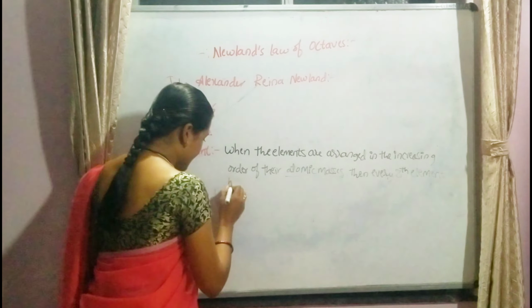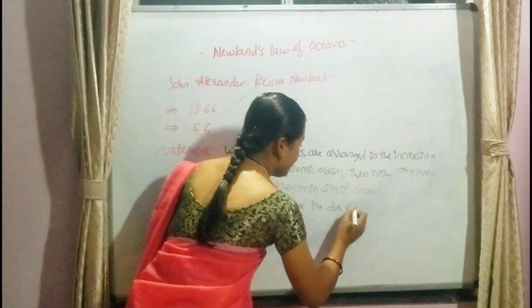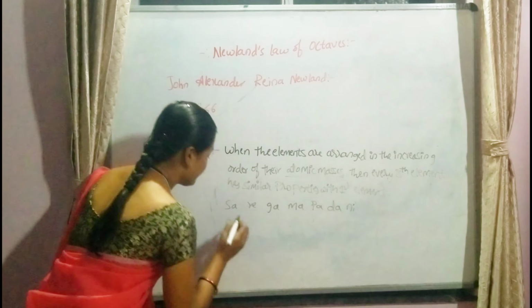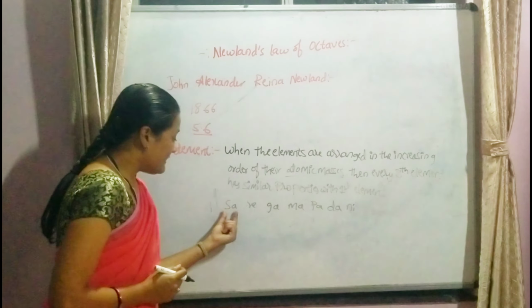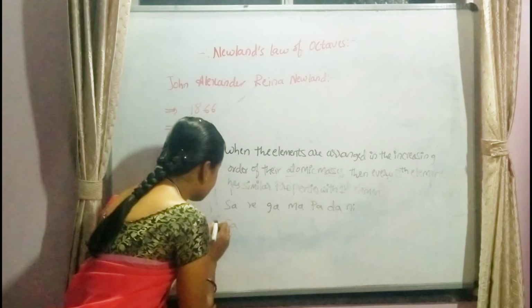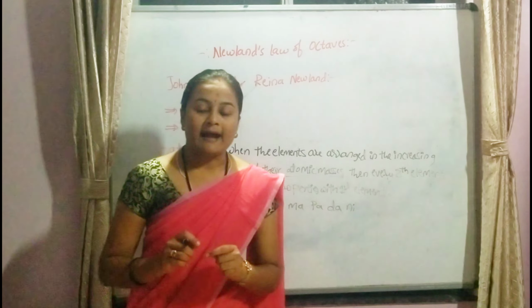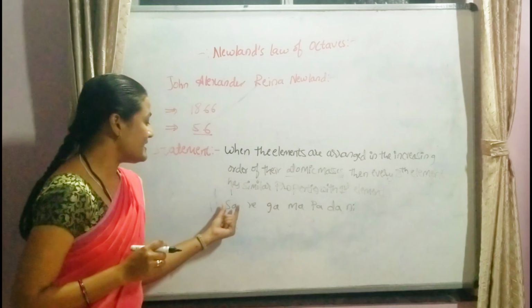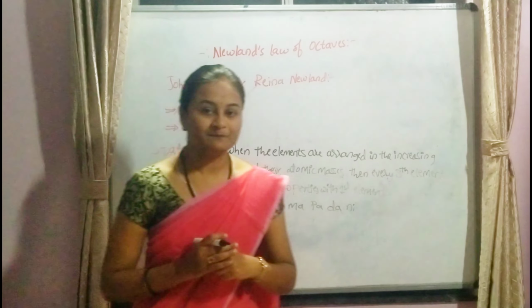It is compared with a musical note, that is sa, re, ga, ma, pa, da, ni, and again sa. If we consider this as the first, second, third, fourth, fifth, sixth, seventh and eighth, this is the first note and this is the eighth note. So Newlands compared this to musical notes, where the first note and eighth note are similar.